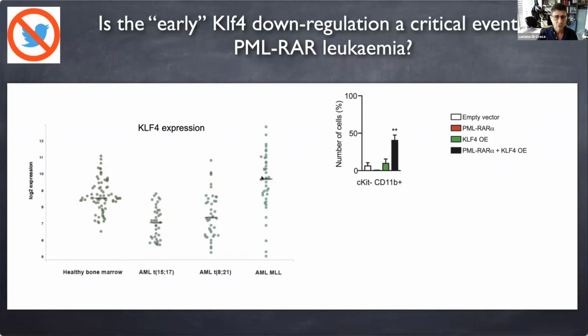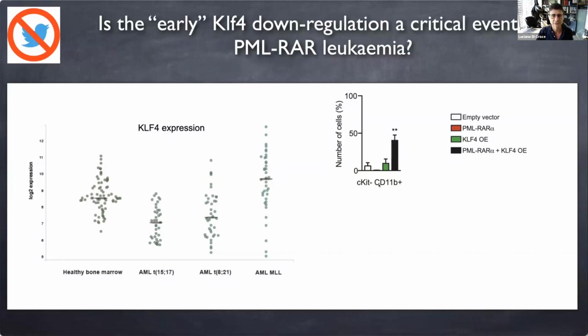So what we've done, upon expression of PRM alpha, we also force PRM alpha expression together with KLF4 overexpression in a vector that cannot be silenced by PRM alpha. As you can see here, there is an increase of differentiation compared to the control with PRM alpha. There are almost no differentiated cells.